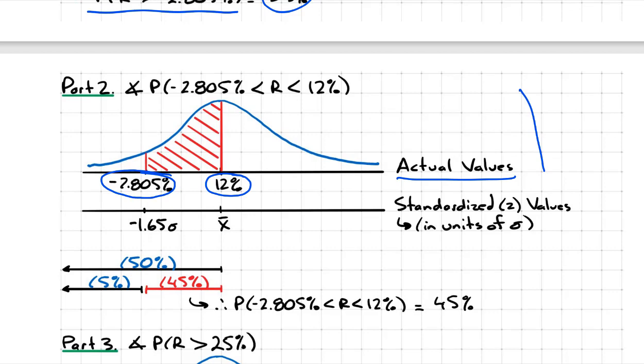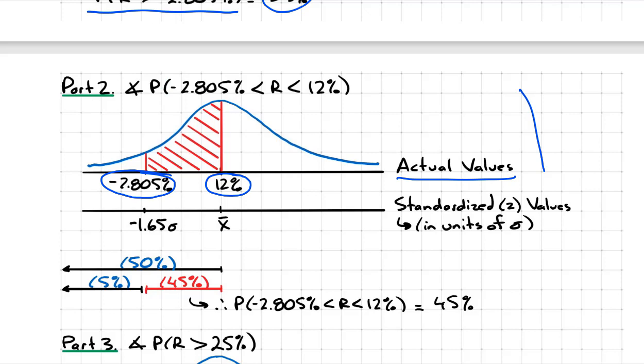What area under the curve are they interested in? Well, they want to know in between these two values. So it's the red shaded area. They want to know the area of the red shaded area. And remember, area under the curve is really the probability. So how do I find the area under the curve?